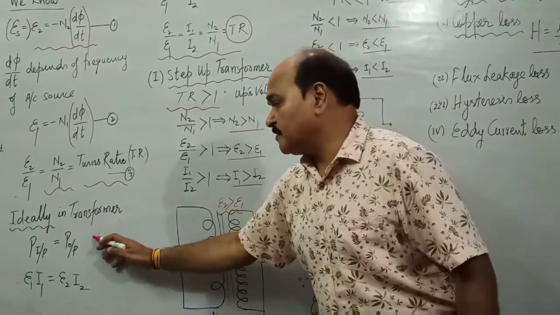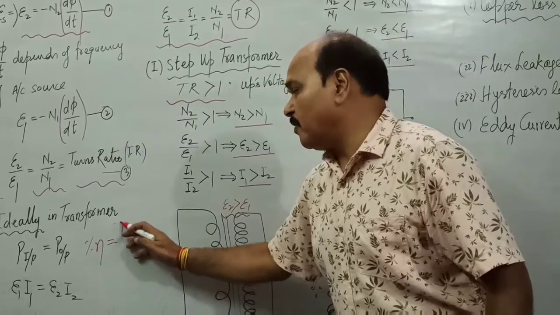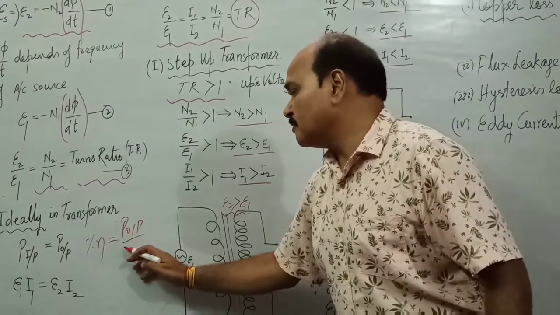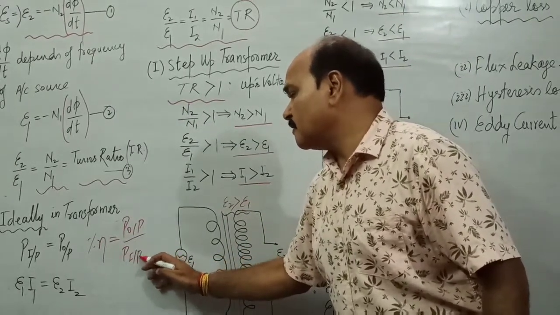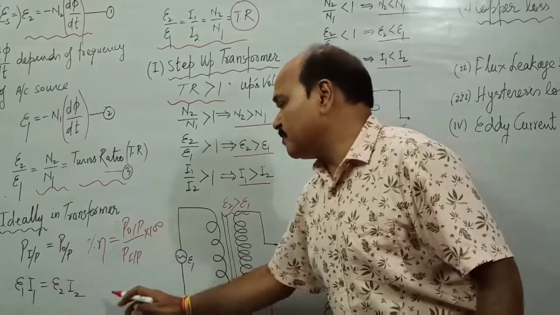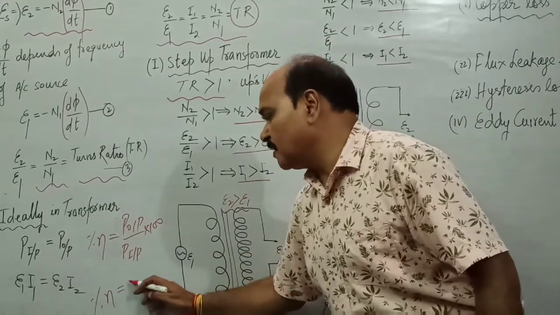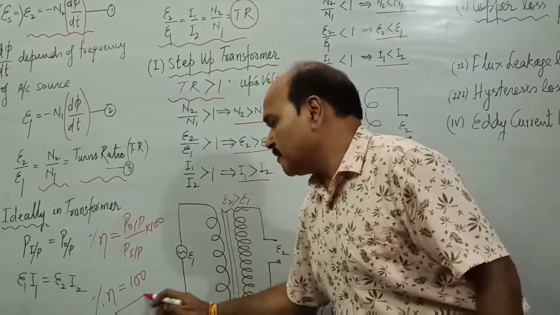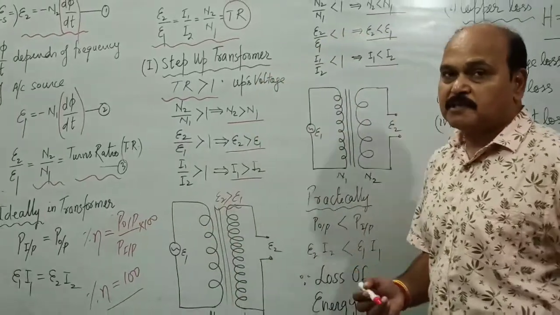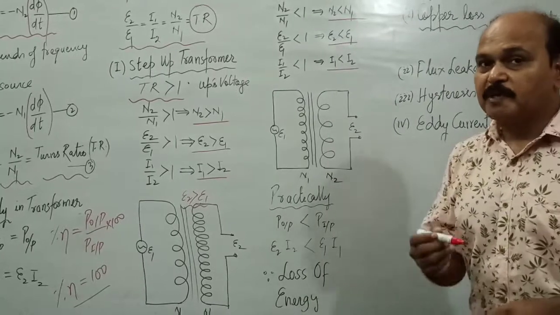Well, what is the percentage efficiency of every transformer? Power output upon power input into 100. So ideally this percentage efficiency is 100. Percentage efficiency for an ideal transformer is 100. But that is practically not possible.